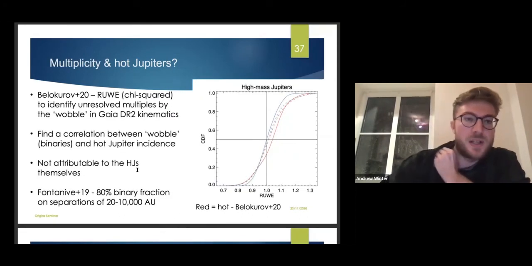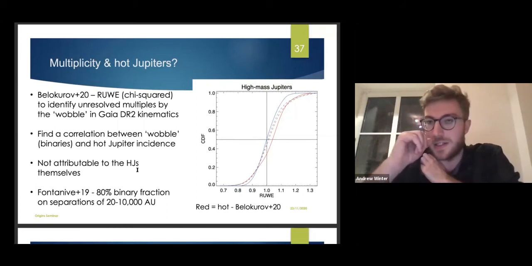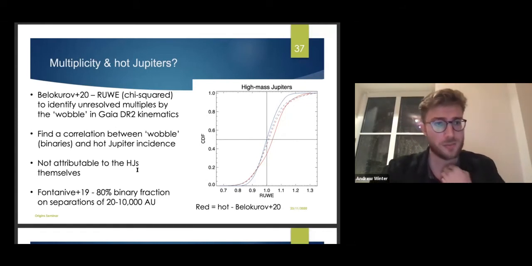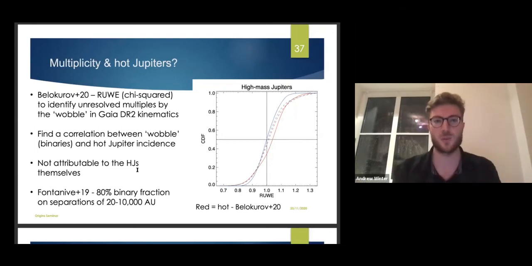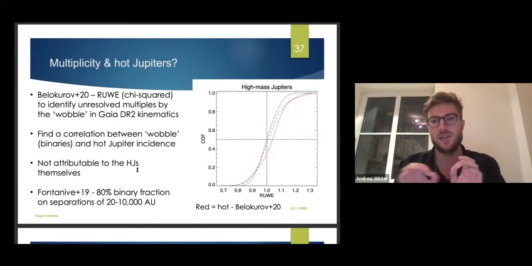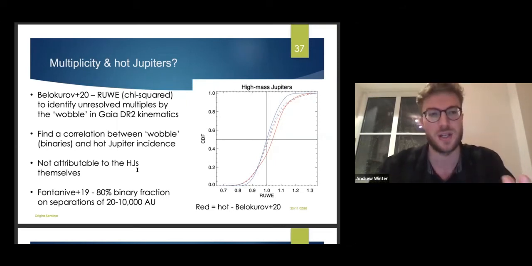Another interesting study done on this recently: there have been a few studies indicating a correlation between multiplicity and hot Jupiters. Most recently, Belukharov et al. looked at the chi-squared fitting of a single star model to the Gaia DR2 kinematics. They used this wobble, this poor fit in the DR2 kinematics, to indicate the presence of an unresolved binary system.